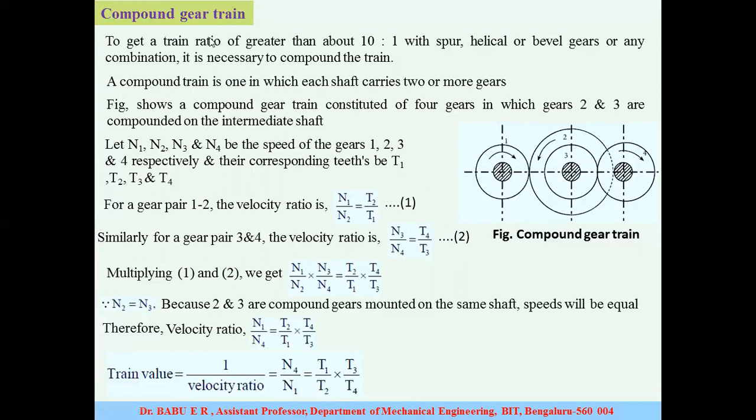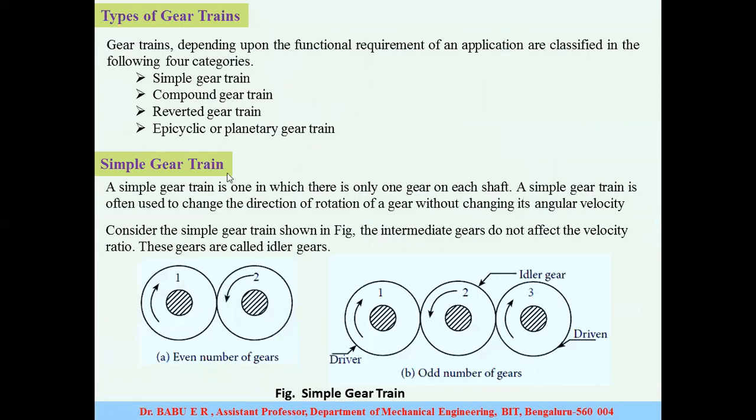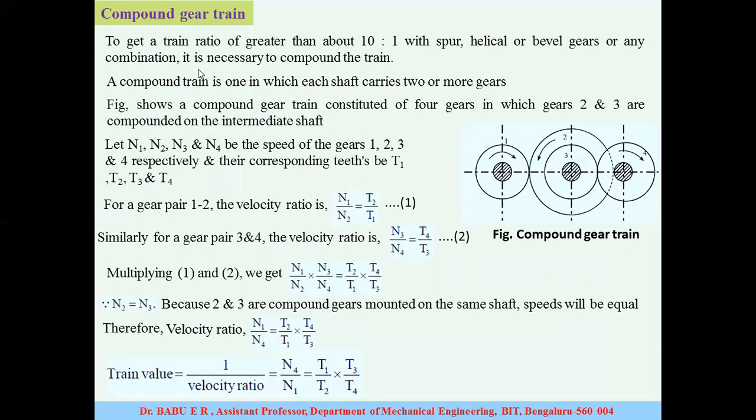In a simple gear train, each shaft carries only a single gear, whereas the compound gear train is the one where each shaft carries two or more gears. Such a type of gear train we call a compound gear train.